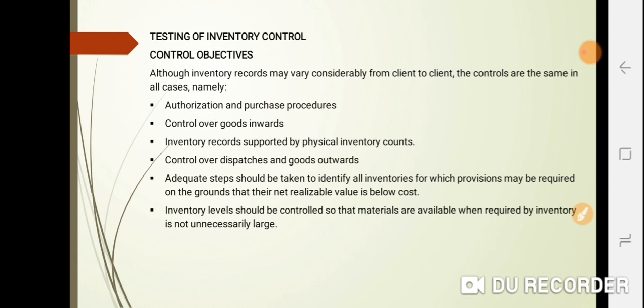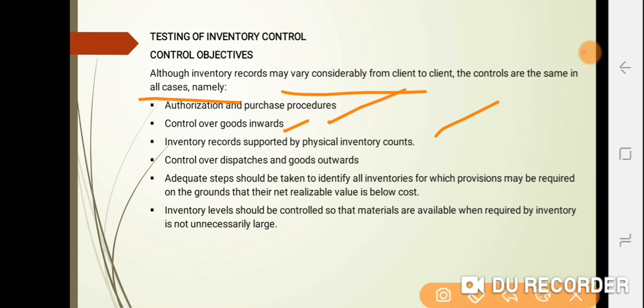Then we have testing of inventory control. This is also very important. Okay, have a look at this. Then control objectives. See, inventory records may vary considerably from client to client. The controls are the same in all cases, namely authorization and purchase procedure, control over goods inward, inventory records supported by physical inventory counts, control over dispatches and goods outward.